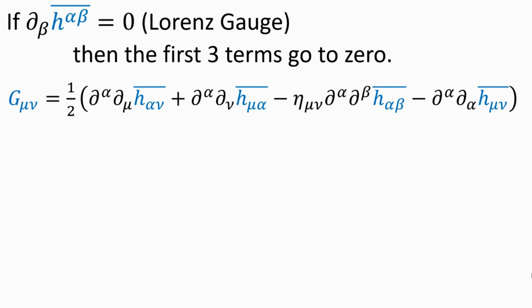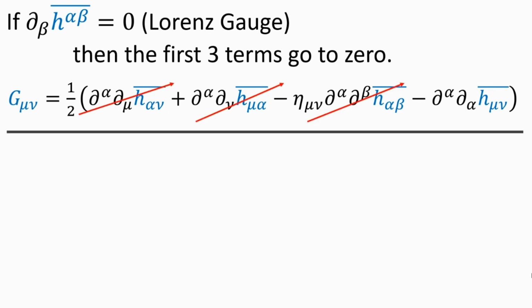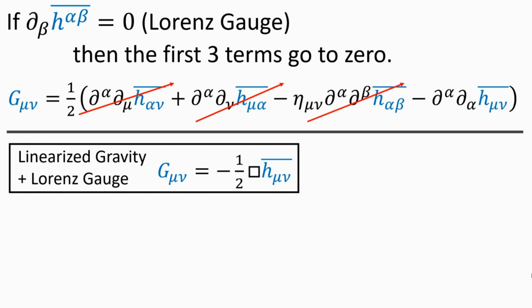As you can see, there is a term that is G mu nu. That is the left hand side of Einstein's field equation. By choosing the Lorentz gauge condition, we can calculate that the first three terms go to 0, and G mu nu is only left over with the box of H mu nu.